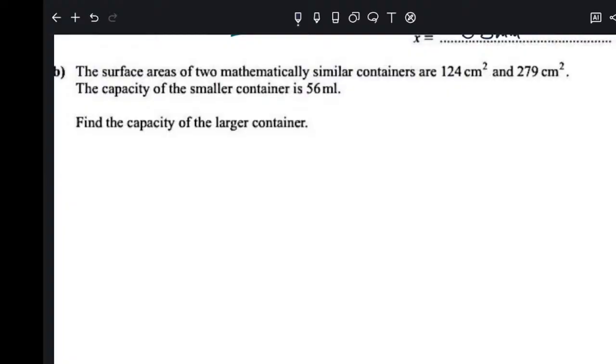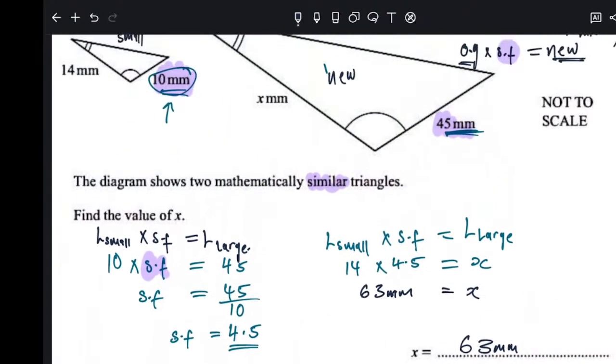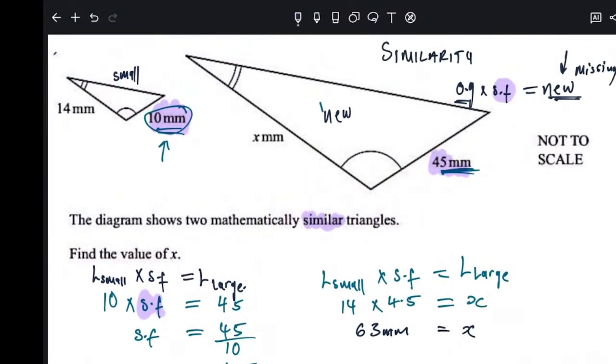Okay, I've scrolled up. Have you seen it? Great. Now let's go to the next one.